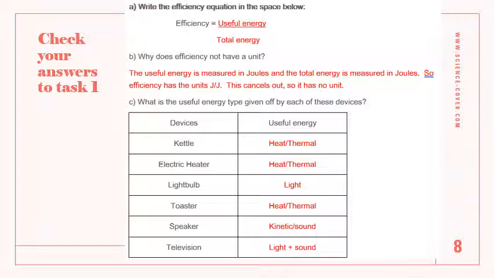Which is the useful energy type given off by these devices? A kettle would give off heat or thermal, an electric heater would give off heat or thermal, a light bulb would give off light, a toaster should give off heat or thermal, a speaker should give off sound, and a television should give off light and sound. So that last one has two useful energy types.